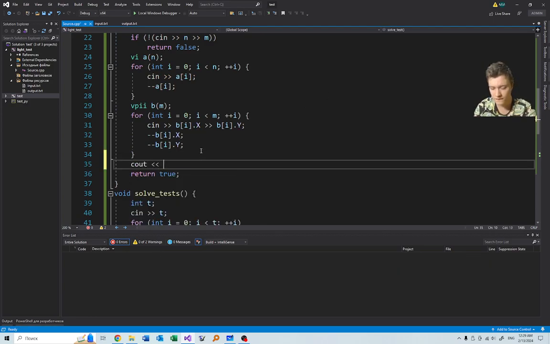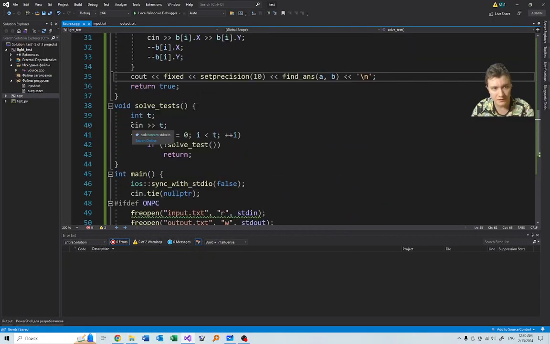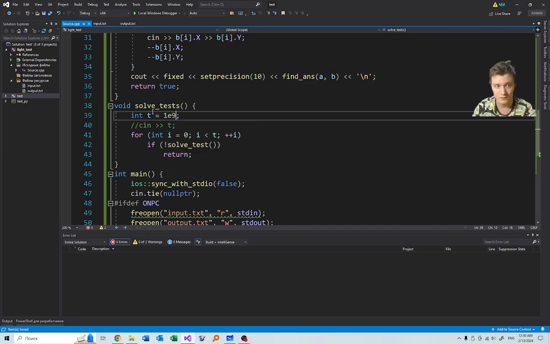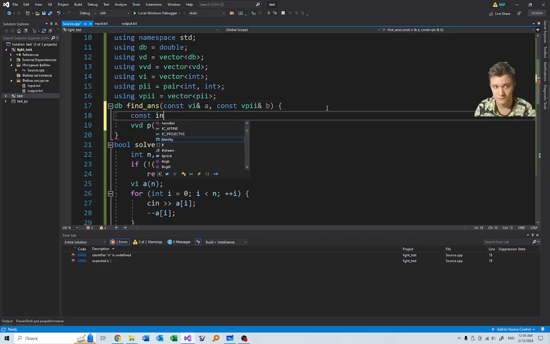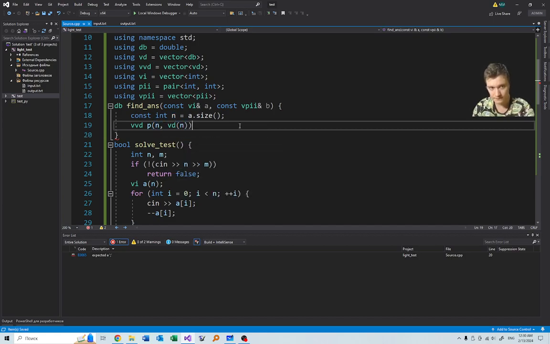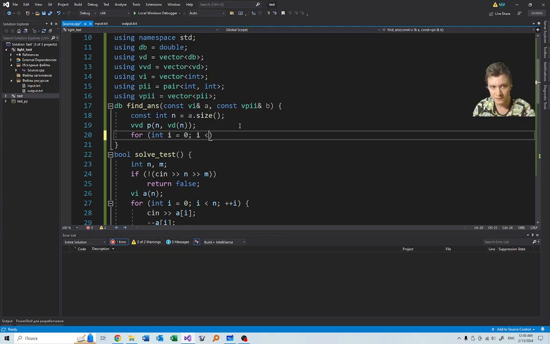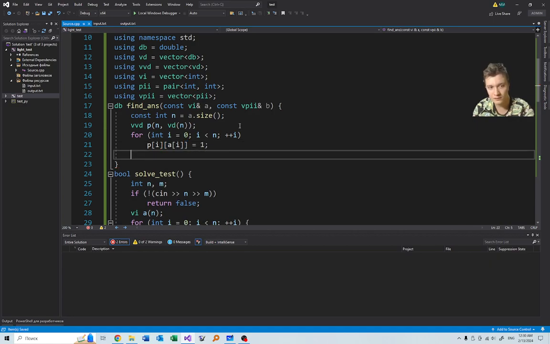And find uns, AB. And also we don't have any multi-test, so I create it. Okay, find uns. We need to make VVD probabilities of size n. Also VD of size n. Then let's go through all numbers and I say that the probability that on position I I have AI is 1.